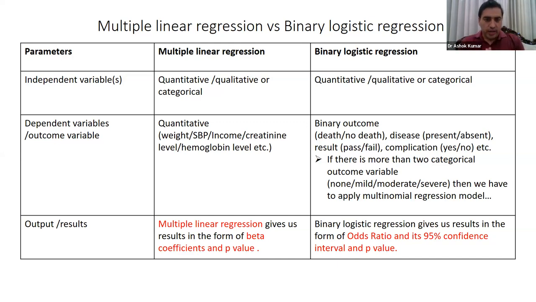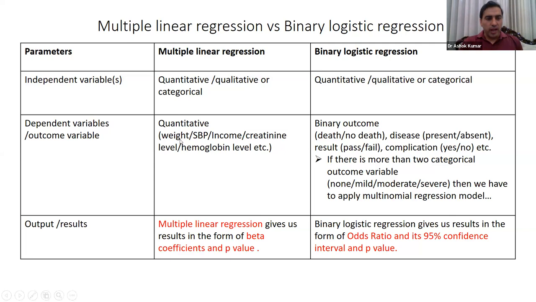BMI and age are quantitative variable, and gender is a qualitative or categorical variable. And the results were in the form of beta coefficient and p-value, and we make a equation line. And we predict using that equation line about HB of that years patient and male patient, and BMI is mean BMI. We assume that mean BMI of our data is this, and we calculate HB of that participant. So now today is multiple linear regression versus binary logistic regression.